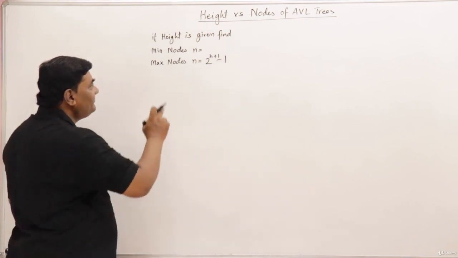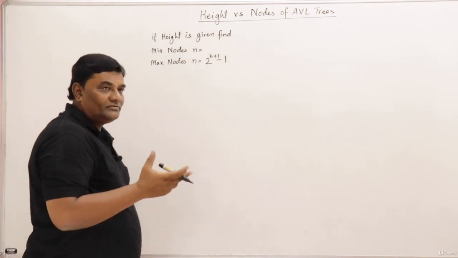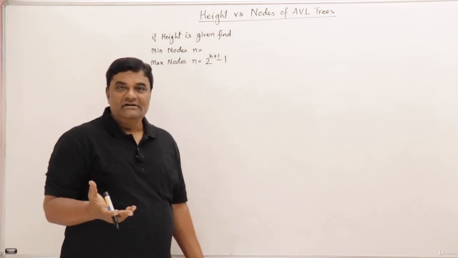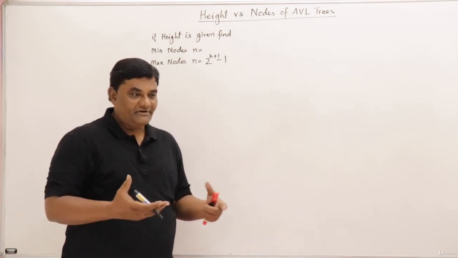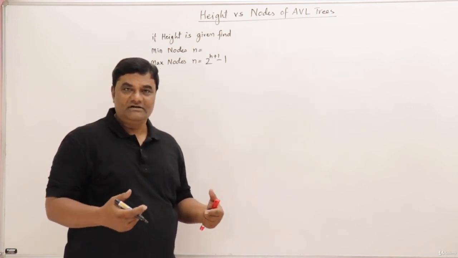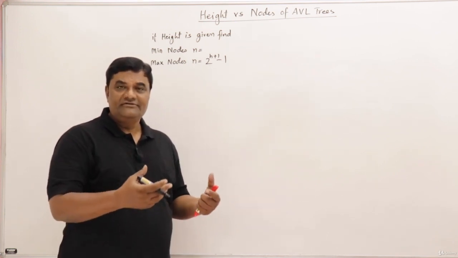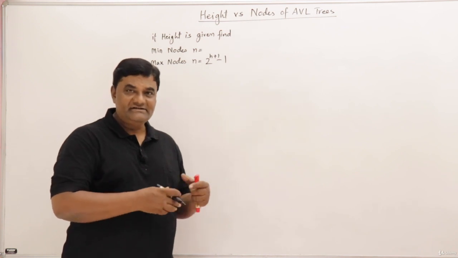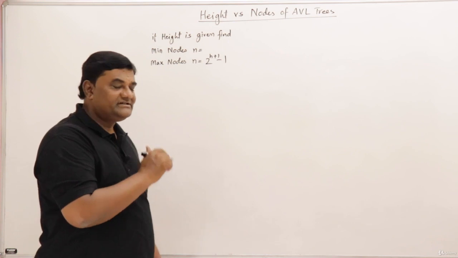Now the question is minimum how many nodes if height is given. So how to get the formula? See, by taking sample values or examples from observation, you can prepare the formula. So formulas come from observation. Let us take some examples of some heights of AVL trees, then see how many minimum nodes are required, then we'll come up with the formula. So let me show you some examples.